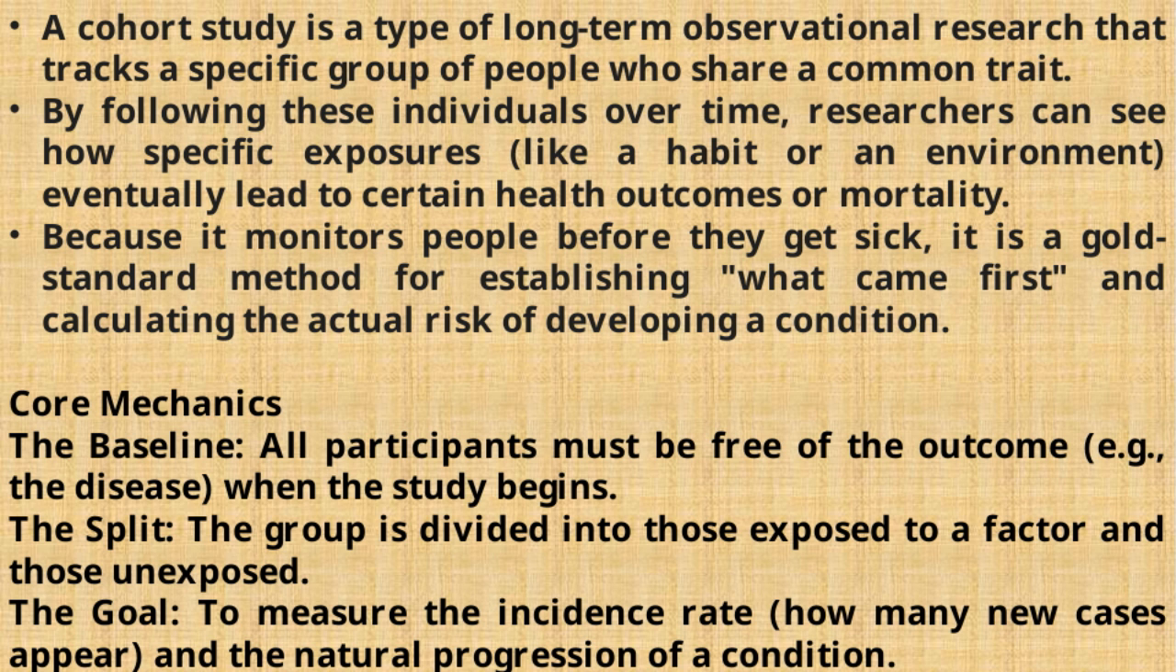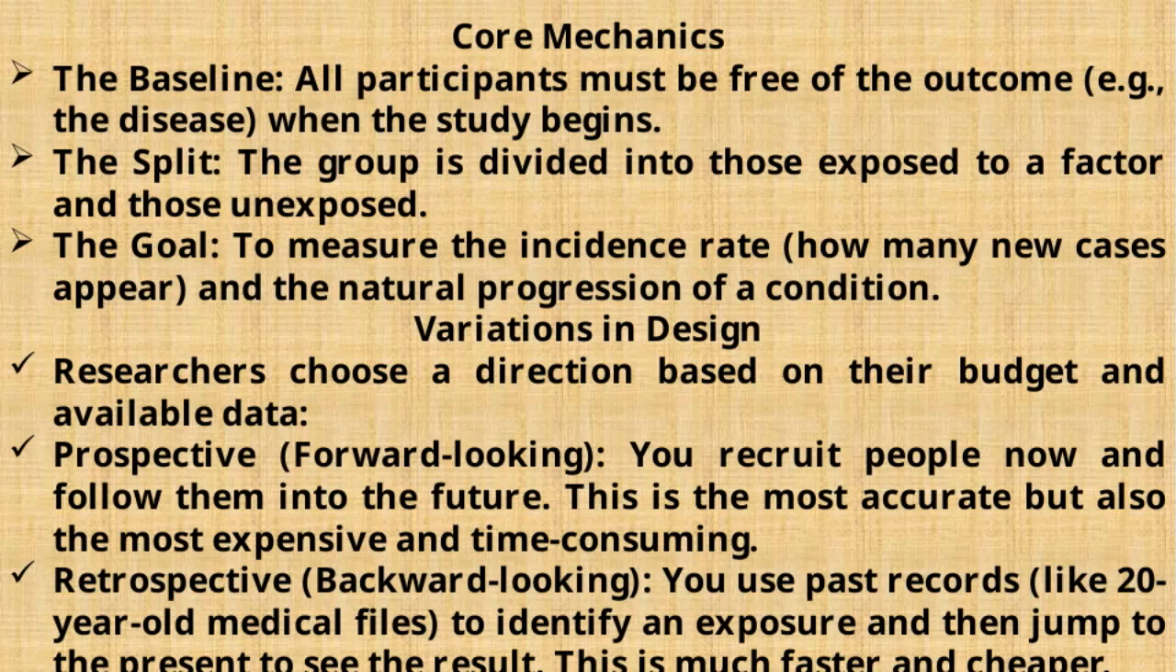Now let's look at the core mechanics of how these studies work. First, at the baseline, all participants must be free of the outcome we're interested in, such as a disease. This way, we're starting with a clean slate, so to speak. Next, we divide the group into two, those who have been exposed to a specific factor and those who haven't. The goal here is to measure the incidence rate, which tells us how many new cases of the condition develop over time, and also to understand how the condition naturally progresses. This structure allows us to see the potential cause-and-effect relationship clearly, making cohort studies a powerful tool in epidemiology and public health research.